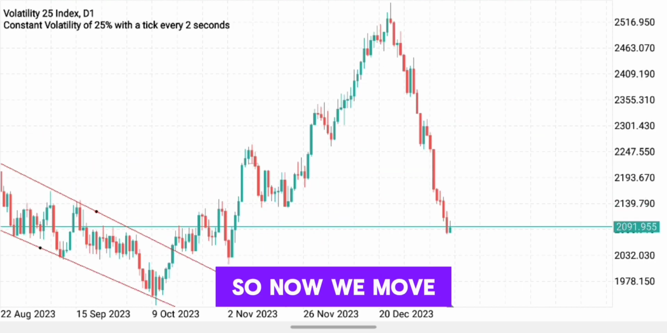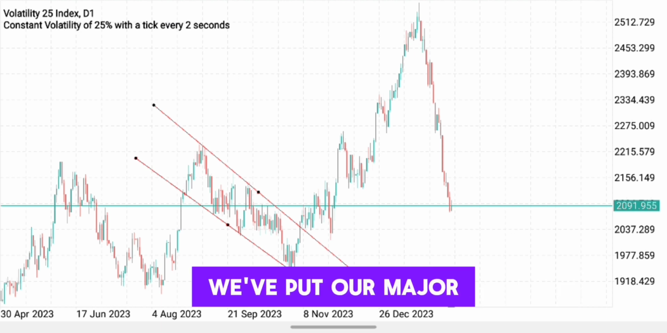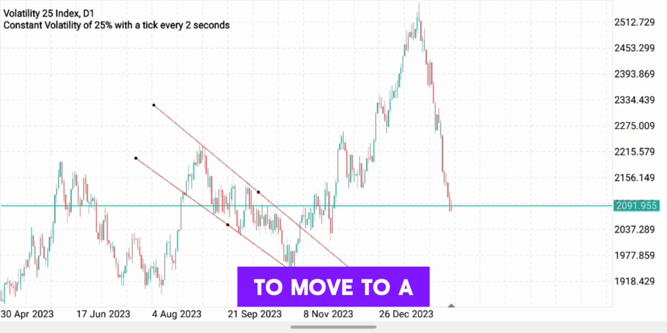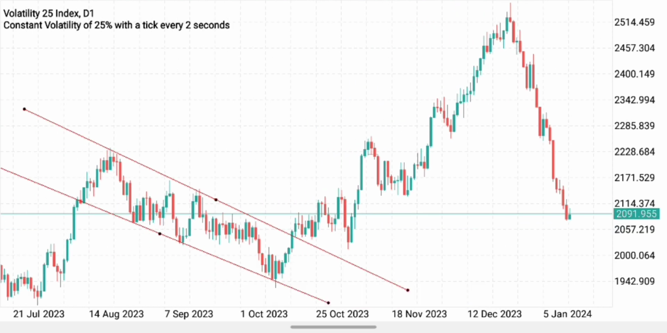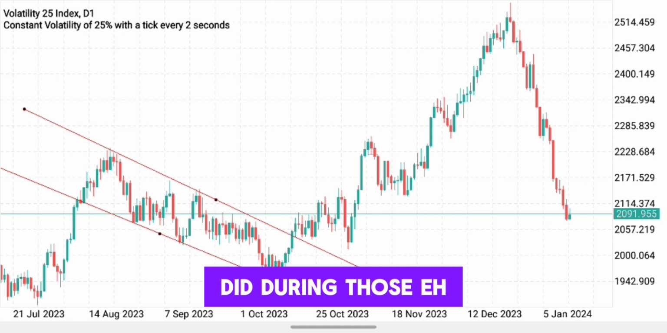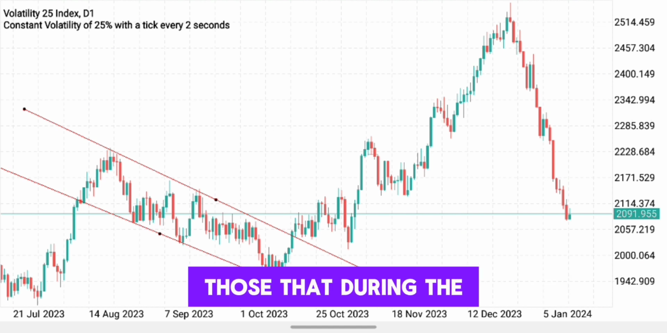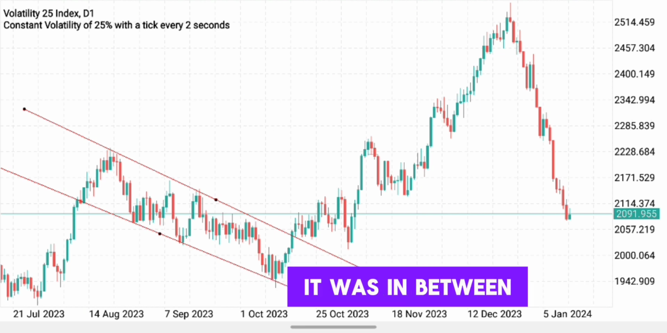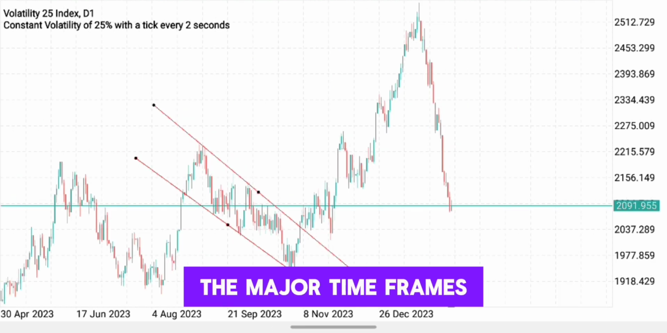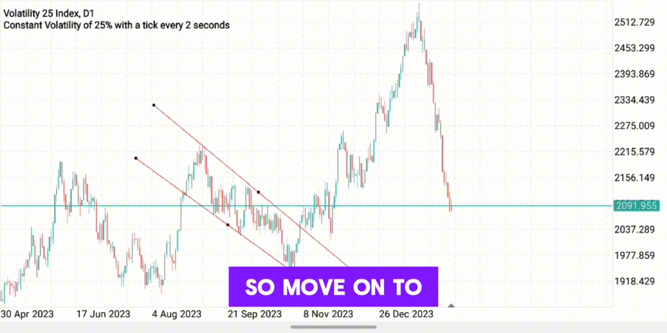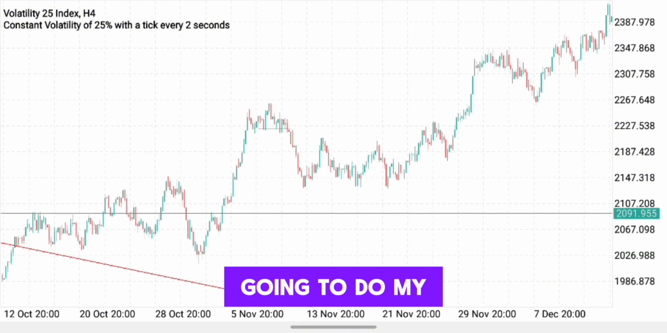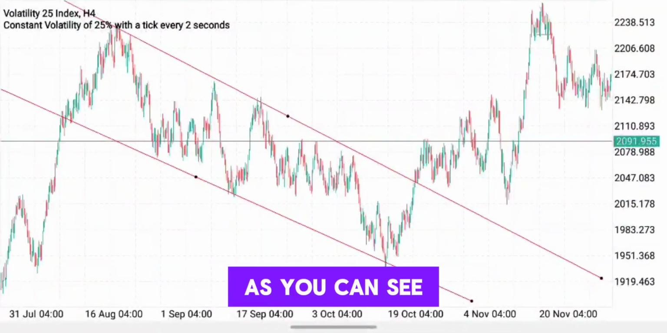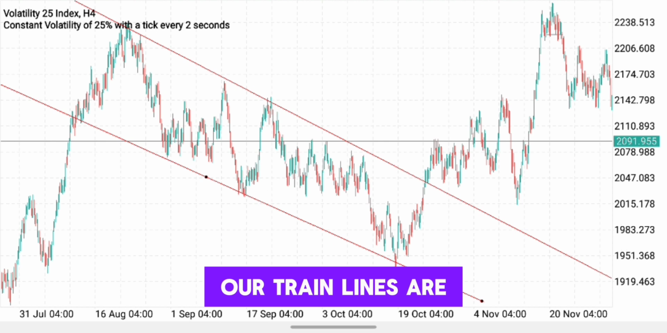So now we move on to a lower time frame. As you can see, we've put our major trend line, and then we're going to move to a lower time frame so that we can see what the market did during the time that it was in between the major time frames. Okay, so we move on to 4 hours. This is where I'm going to do my analysis. Okay, as you can see here, our trend lines are still respected.